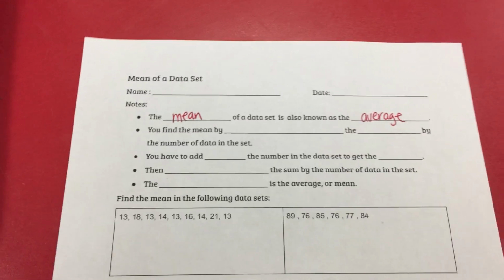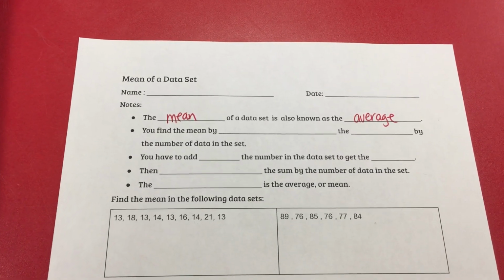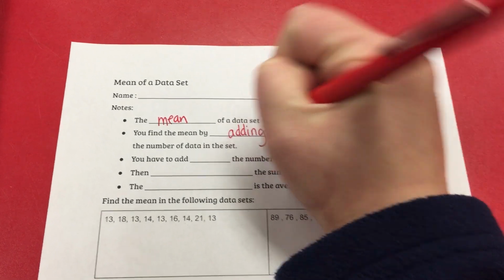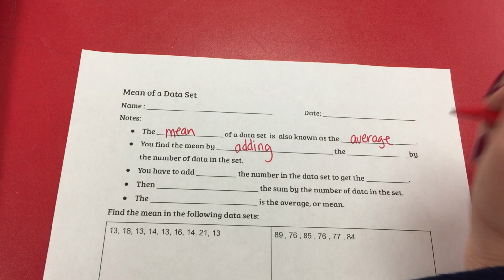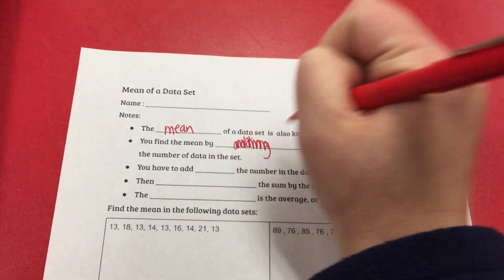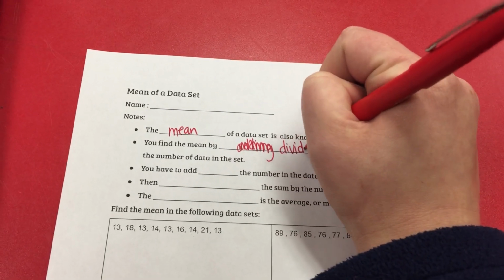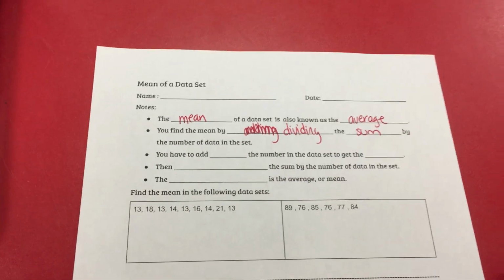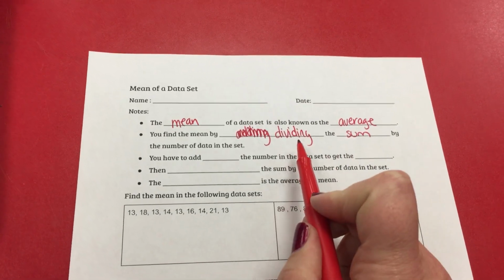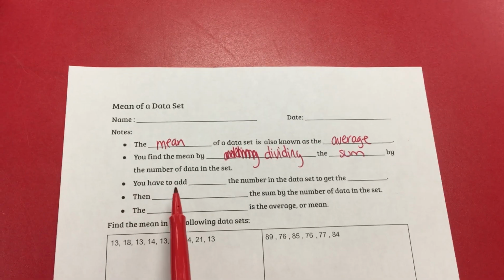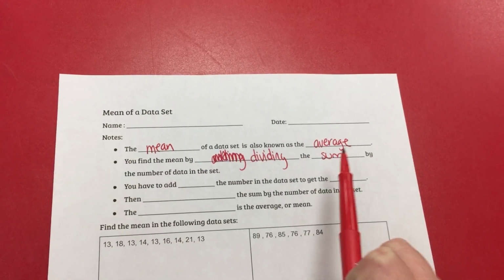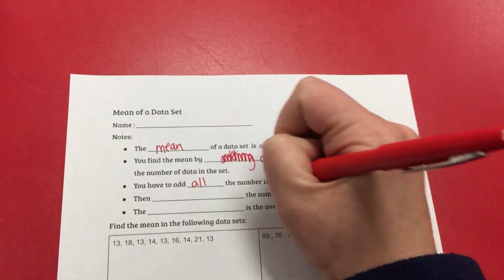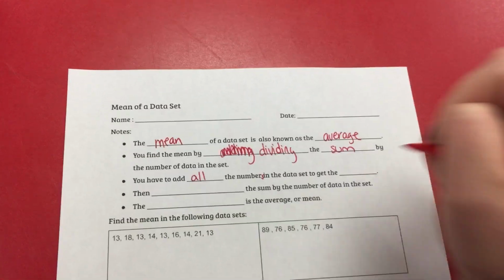And the way you find the mean is by dividing the sum of the data set by the number in the data set. Hopefully that didn't confuse you too much. So when you have a data set like this, first thing you got to find is the sum of the data set. So you have to add all the numbers in the data set to get the sum.